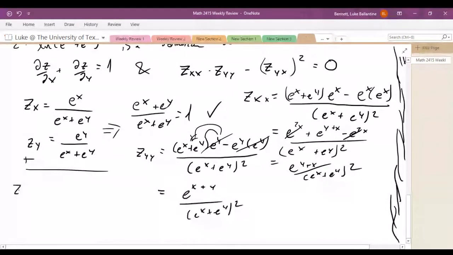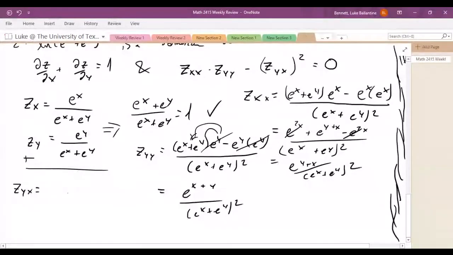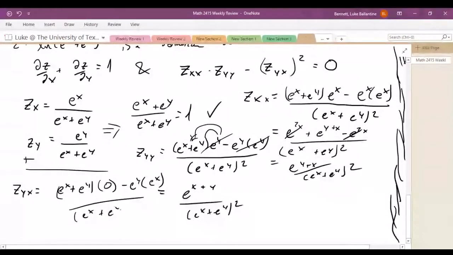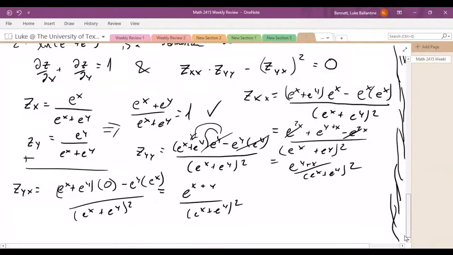Now we need z sub yx. That's going to be low d high. Well, the derivative of the top with respect to x is 0, minus high d low, with respect to x is just e to the x, over the square of what's below.